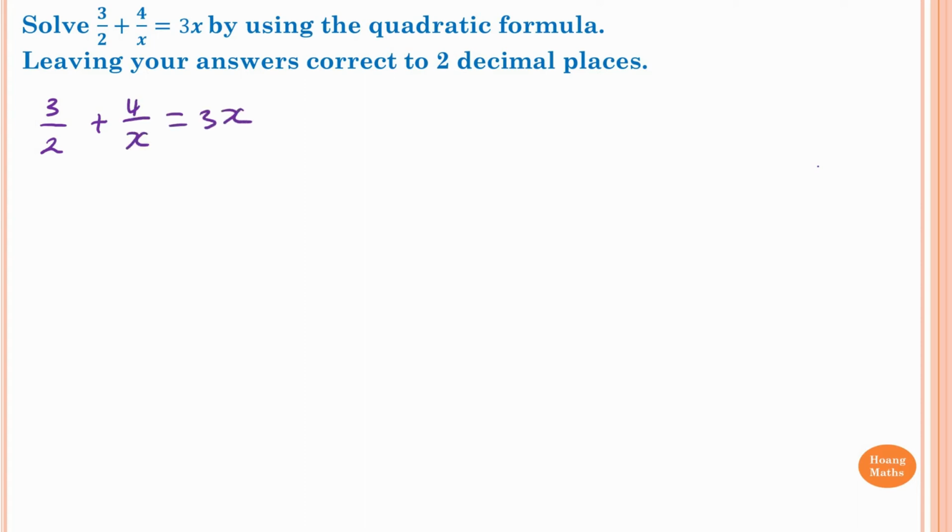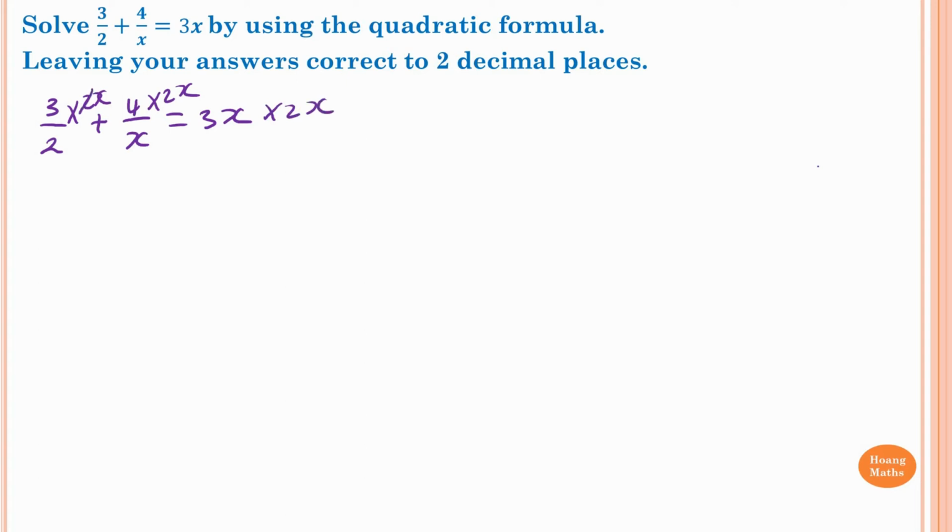To solve this, first of all, we need to get rid of the fractions. So times everything by 2x. We want to get rid of this 2 and we want to get rid of this x. So 2 times x is 2x. So we times 2x for every term, of course.